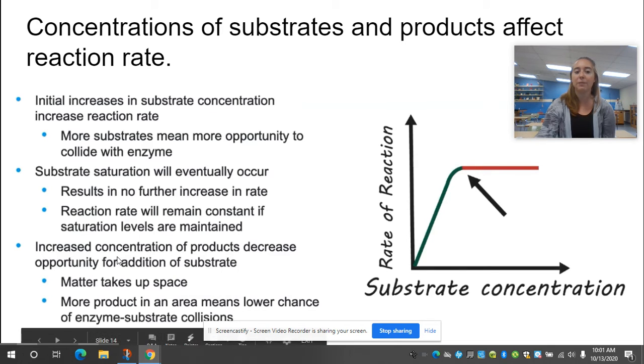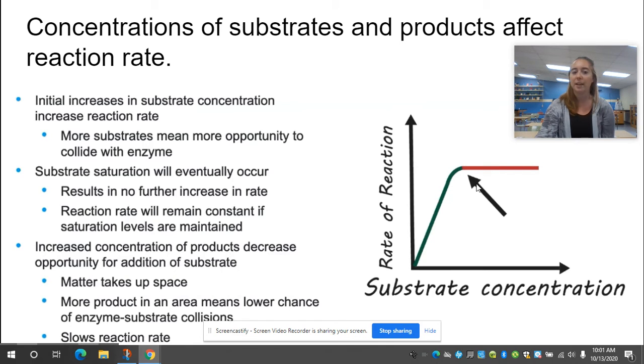And the reason for this is if we increase the concentration of our products, we decrease the opportunity for the addition of substrates because matter does take up space. And so the more product means the lower chance that we're going to have an enzyme substrate collision. So, like we see here, our rate of reaction is going to increase the more substrate we have. The more substrate we have, the more likely it is to bind with that particular enzyme. But at a certain point, more substrate isn't going to do anything for us and we're not going to see that reaction rate actually increase.